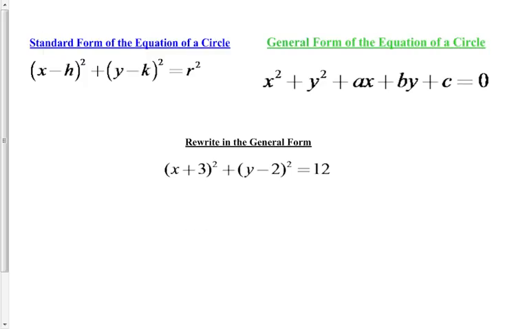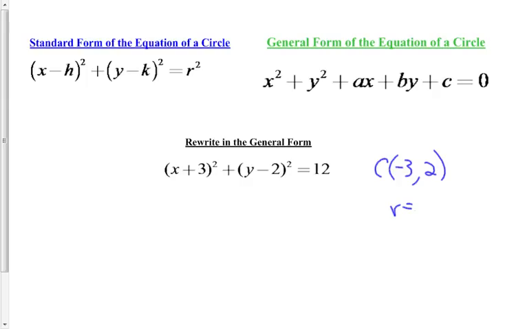Yesterday we were looking at the two forms of an equation for a circle. This was our standard form. We went through and could put it into our general form. So let's start here. We've got this equation. This is a circle, first of all, whose center is at (-3, 2), and the radius, though, right now it says 12, but that's the radius squared.